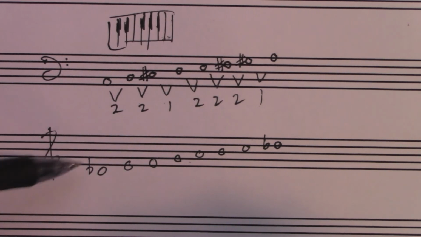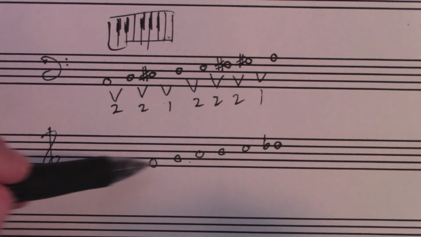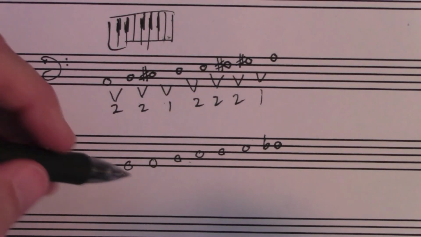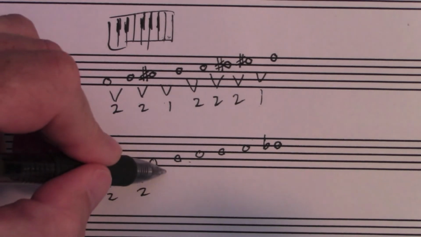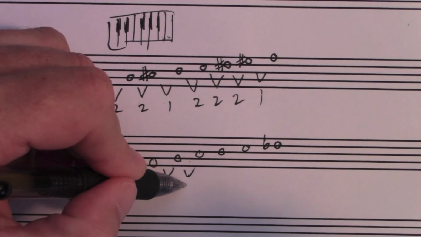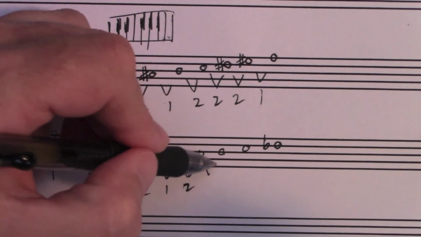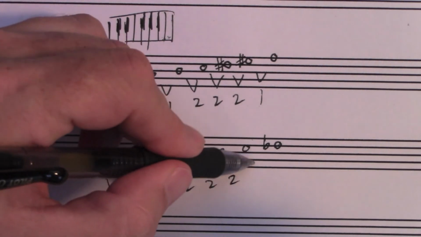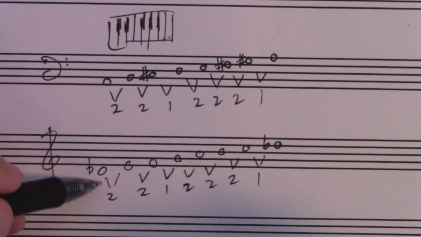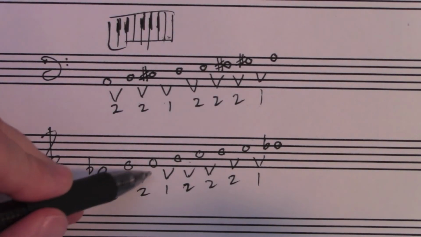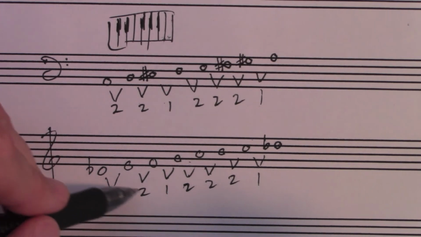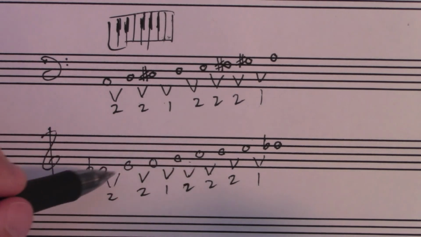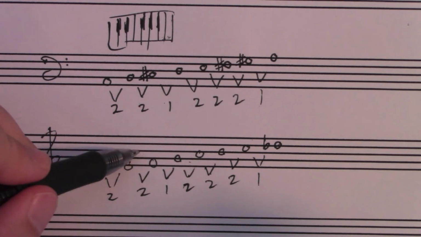So, step 1, write your notes up so you have one of each letter. Step 2, write the formula. 2, 2, 1, 2, 2, 2, 1. You don't have to do the little V thing, but I find it helpful because I've seen students write the formula, but they move it over, and so it's actually between the wrong notes, or it's under a note instead of between notes.